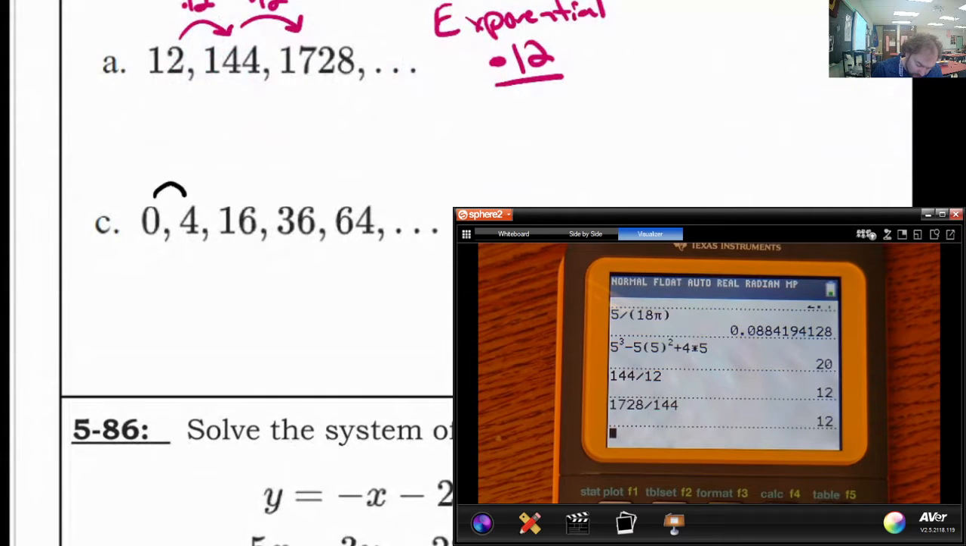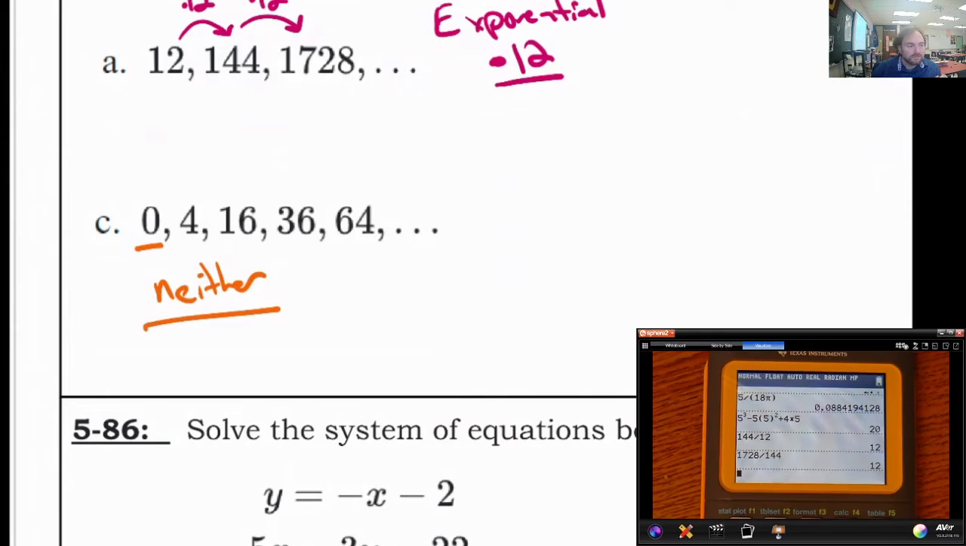For question C, I don't think it's anything because the only thing you can add to make 4 is plus 4. But then if you add another 4, it's not 16. 4 plus 4 is 8, so it's not this. That's out. And multiplication is out, too, because the first number is 0. You cannot, 0 times anything is just 0. So this is going to be a neither. There is no multiplication or addition that can make this sequence happen. It's probably quadratic. I suspect it's probably 2x squared, I think. But we'll deal with that.